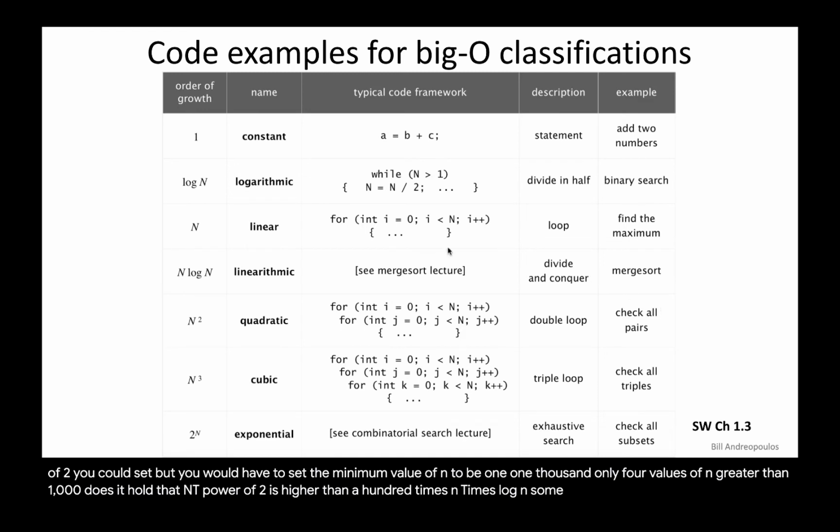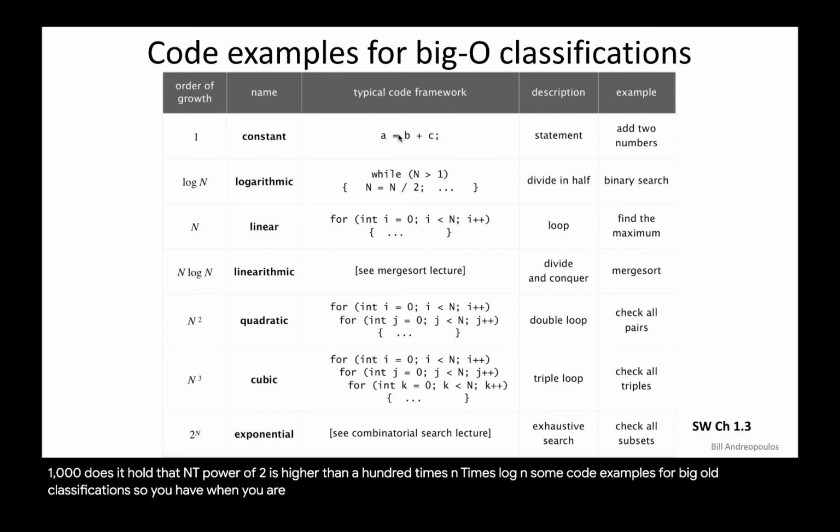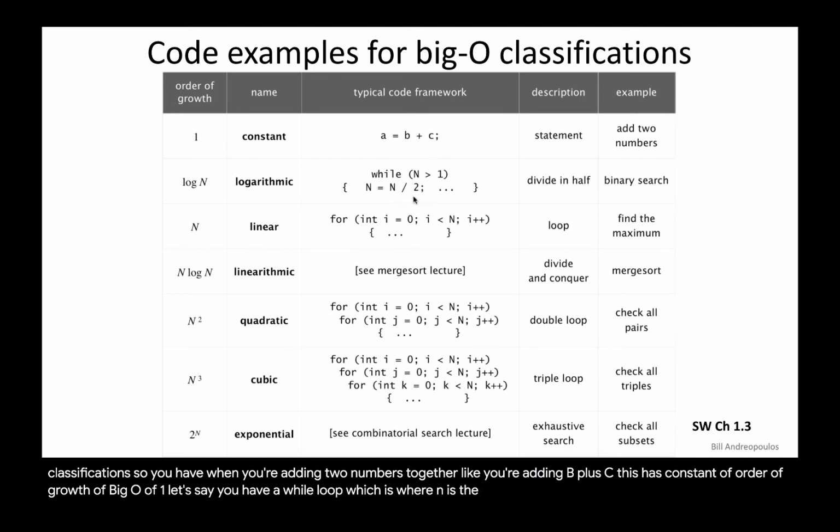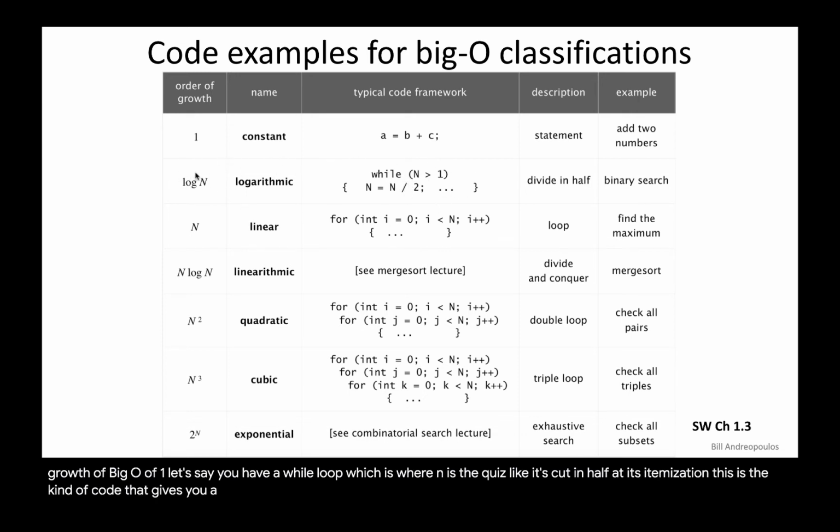And these are some code examples for big O classifications. When you're adding two numbers together, like b plus c, this has a constant order of growth of big O of 1. Let's say you have a while loop where n is cut in half at each iteration. This is the kind of code that gives you a logarithmic runtime, log of n. Now, let's say you have the classic loop for int i equals 0 to n. This gives you a linear runtime of n.